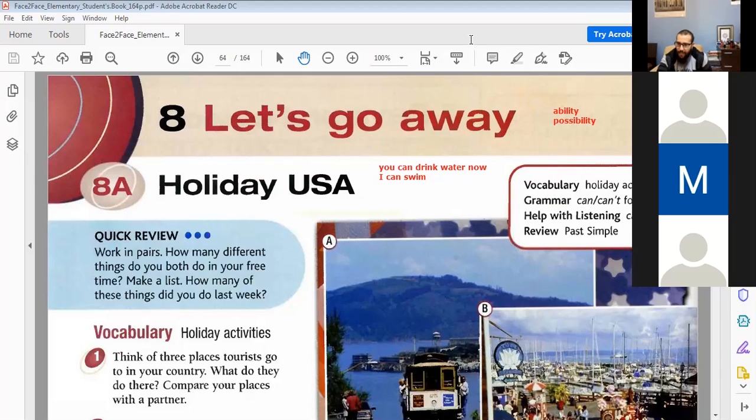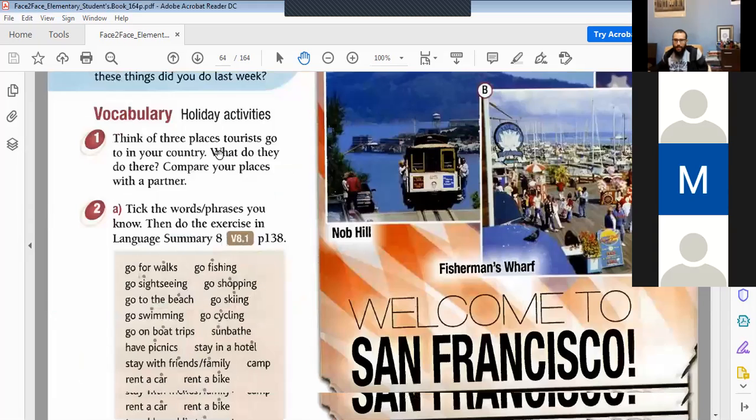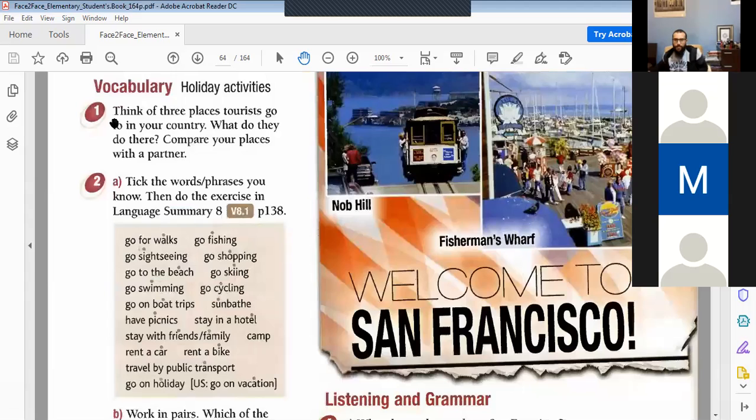Okay, so now let's talk a little bit about holidays. So in Unit 8, we want to talk about holidays. So let's start here with some holiday activities in exercise number 1. So here we have some holiday activities. It says here, think of 3 places tourists go to in your country, and what do they do there? Compare your places with a partner.